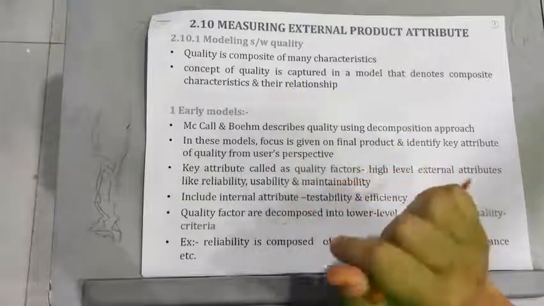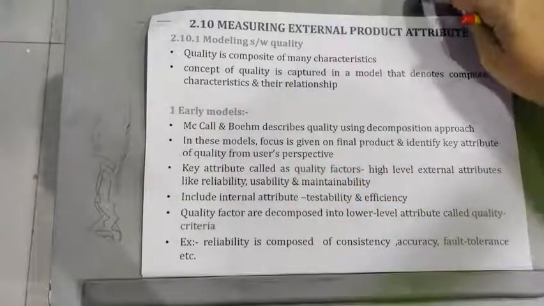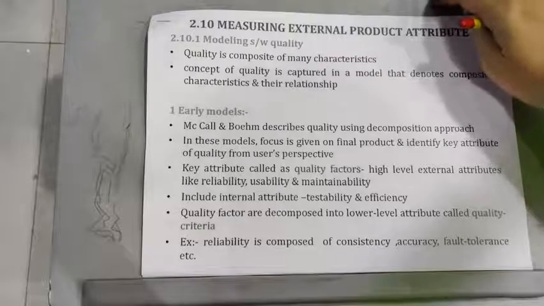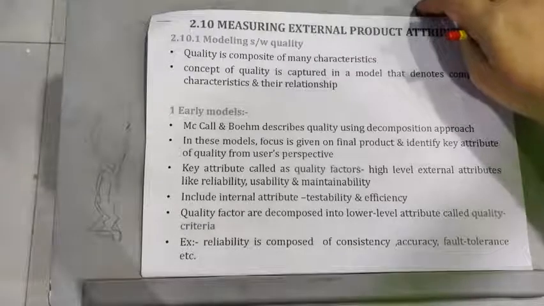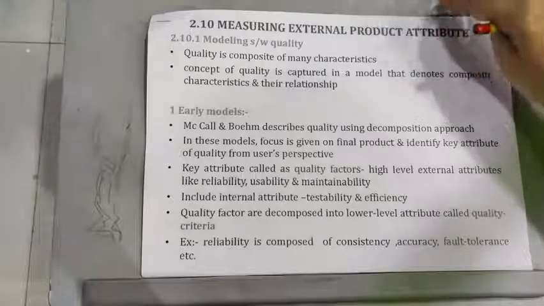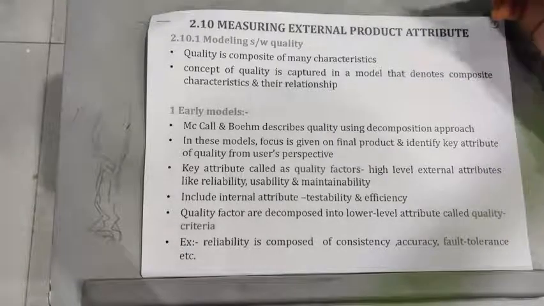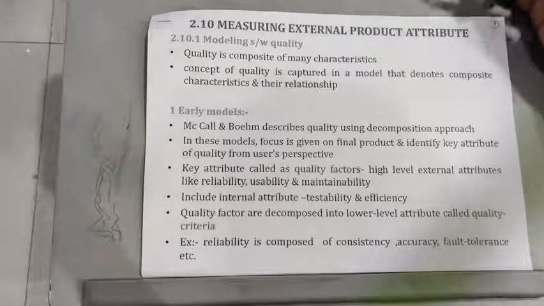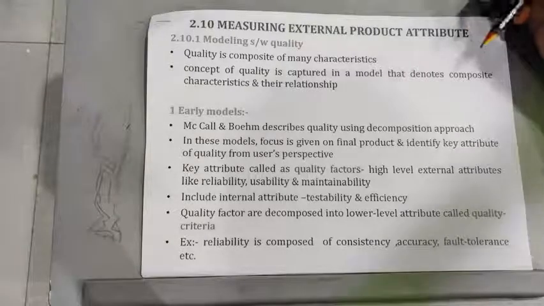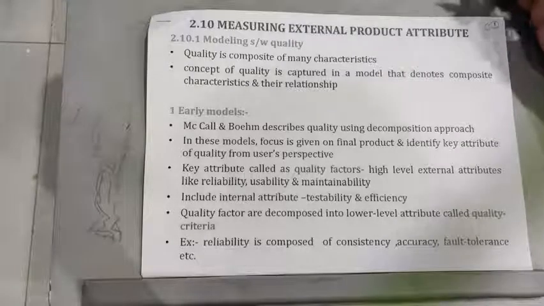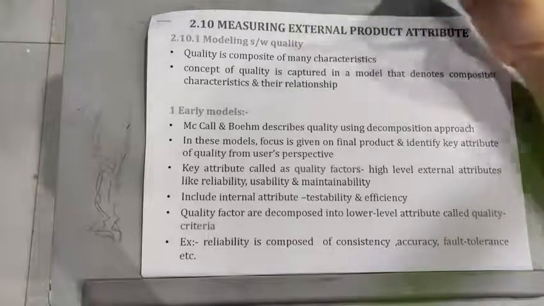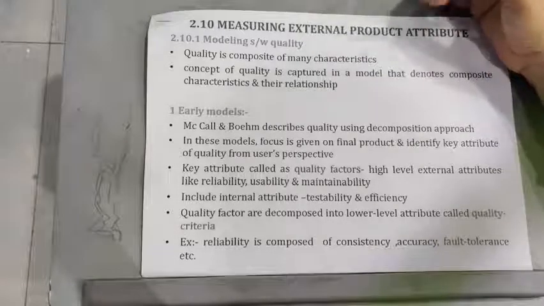The remaining point of unit number 5 is measuring the external product attributes. Before that, we discussed the internal product attributes and how they affect software testing and the software development lifecycle. But now in this video I will explain how the external attributes affect the quality of the software product. So first we will see what is modeling versus quality.